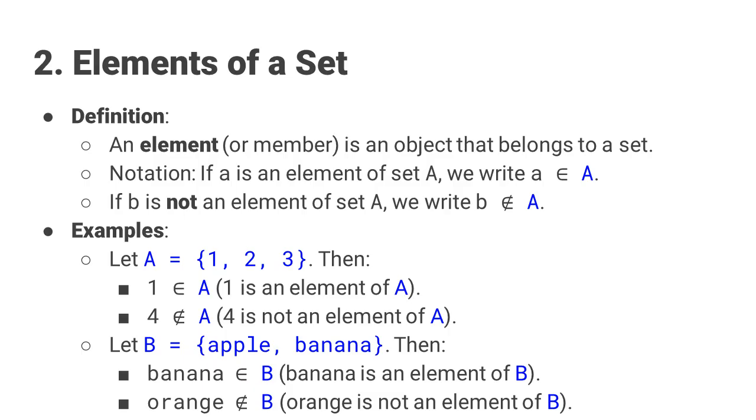Examples: A is the set {1, 2, 3}. Then 1 is an element of A. The same goes for 2 and 3, but 4, for example, is not an element of A. Let B equal the set {apple, banana}. Then banana is an element of B. Apple is an element of B, but orange, for instance, is not an element of B. So again, the elements of a set don't have to be numbers.